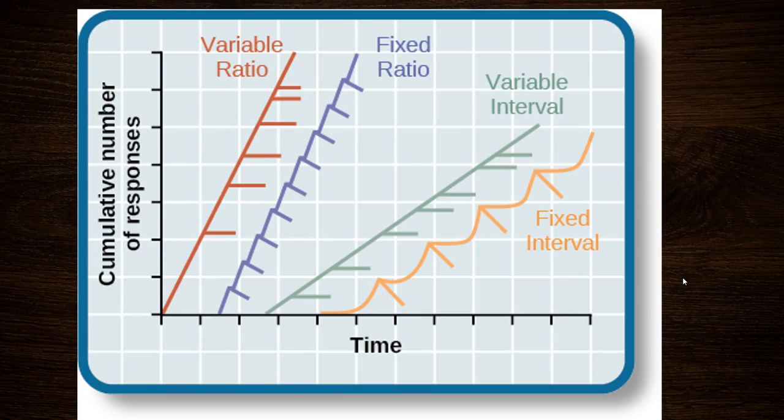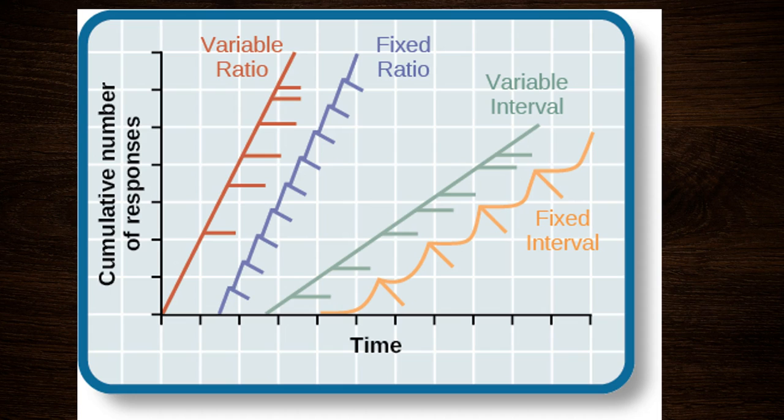Here is a diagram depicting all of the 4 simple schedules of reinforcement on one cumulative graph. The red line depicts a variable schedule of reinforcement. The blue line represents the fixed ratio schedule of reinforcement. The green represents the variable schedule of reinforcement. And the orange represents the fixed interval schedule of reinforcement. Along the x-axis is time, and along the y-axis is cumulative number of responses.